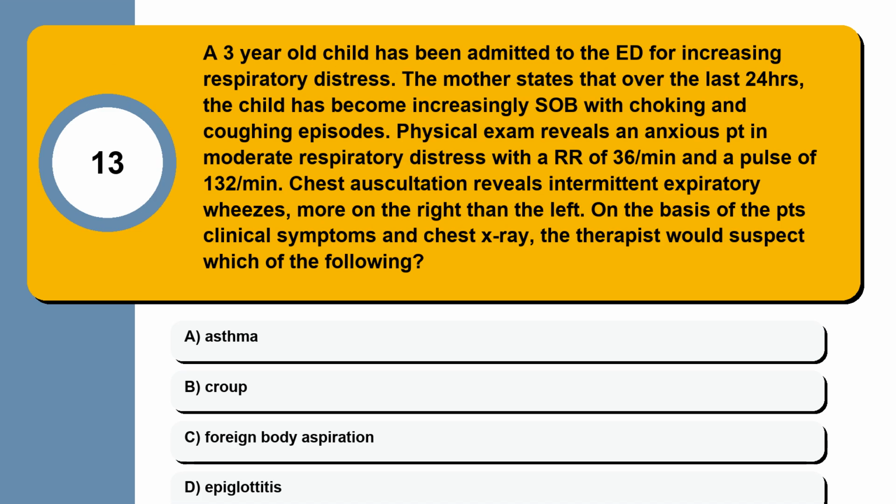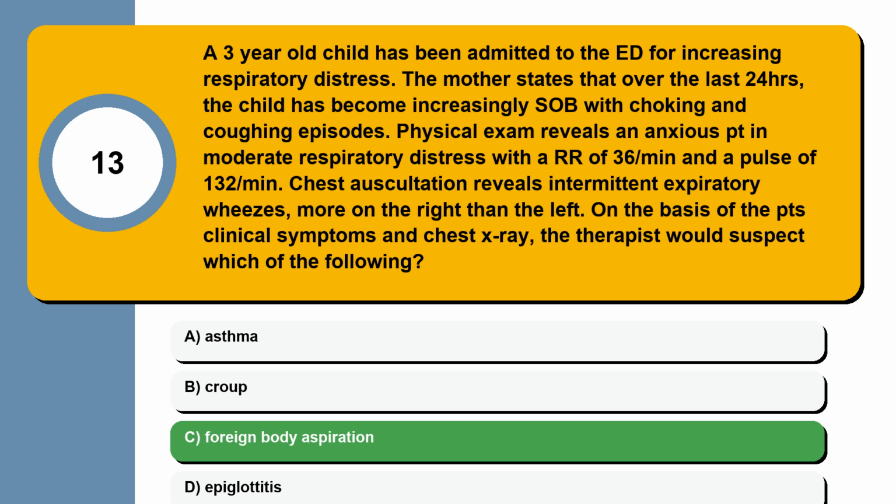Question 13. A 3-year-old child has been admitted to the ED for increasing respiratory distress. The mother states that over the last 24 hours, the child has become increasingly SOB with choking and coughing episodes. Physical exam reveals an anxious patient in moderate respiratory distress with a RR of 36/min and a pulse of 132/min. Chest auscultation reveals intermittent expiratory wheezes, more on the right than the left. On the basis of the patient's clinical symptoms and chest X-ray, the therapist would suspect which of the following: asthma, croup, foreign body aspiration, epiglottitis. The answer is foreign body aspiration.